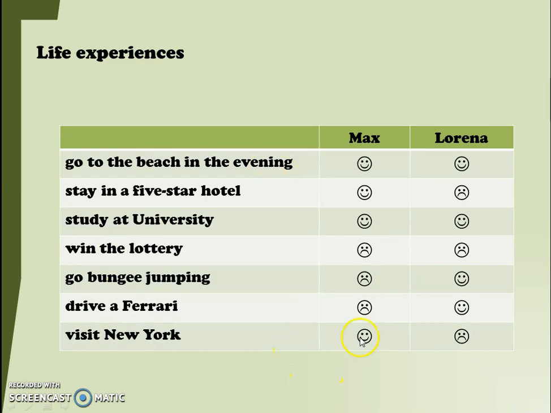Look at this. These are some life experiences that Max and Lorena have had. You can ask, has Max ever been to the beach in the evening? Yes, he has. Has Lorena ever stayed in a 5-star hotel? No, she hasn't. What about Mark? Mark has stayed in a 5-star hotel. Max and Lorena have studied at university. They haven't won the lottery. This is an irregular verb, so the third column is won.